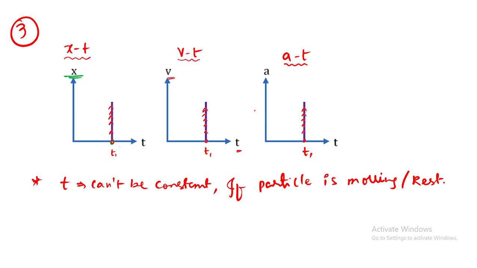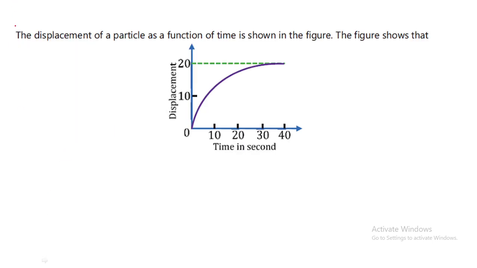Then shall we move on? Not possible means it is important for you. Okay, just you have to learn it. Shall I move on? What about this one?